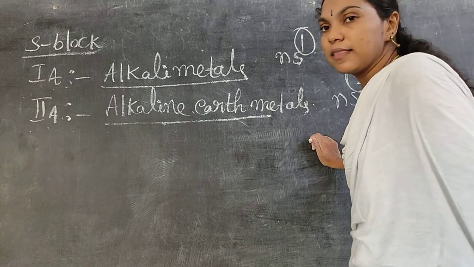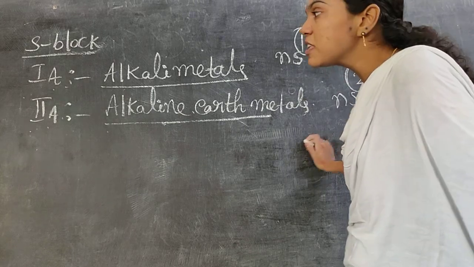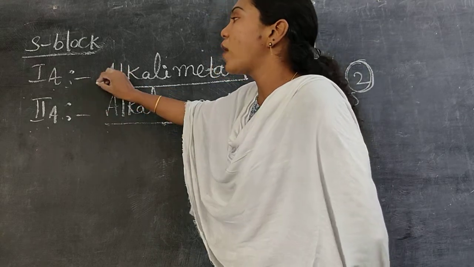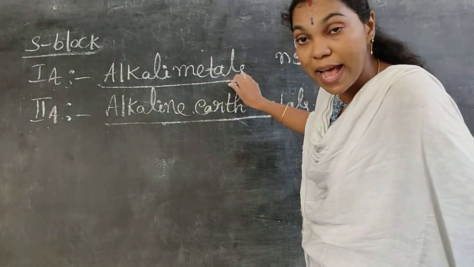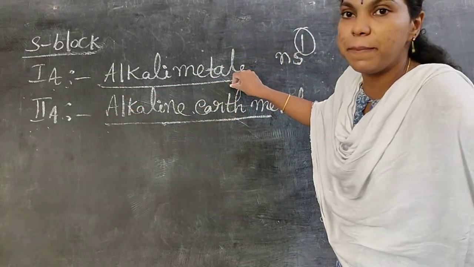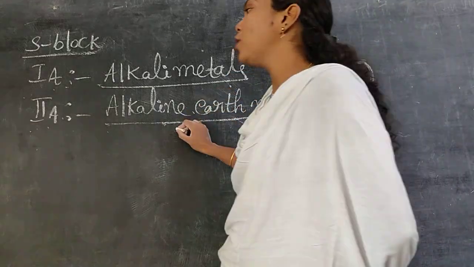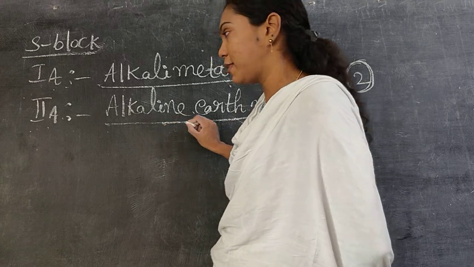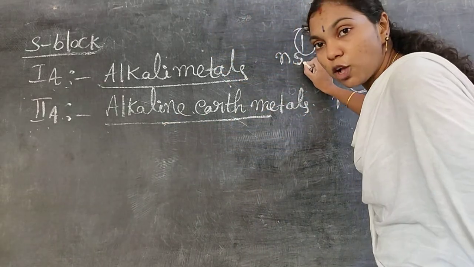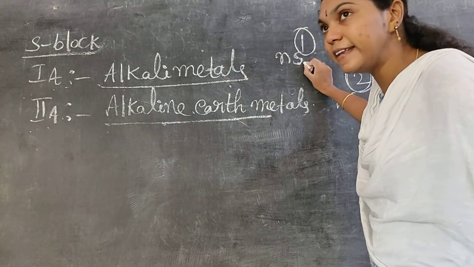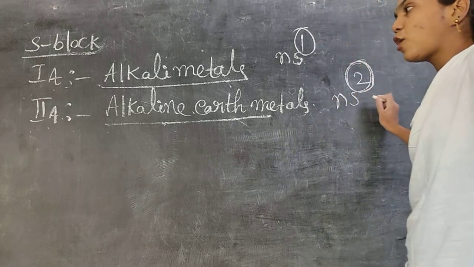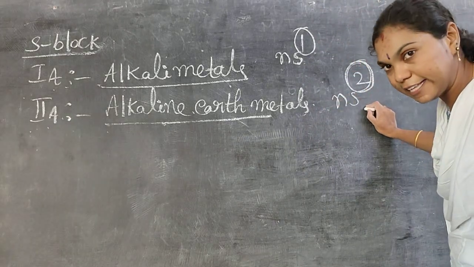S block is divided into two groups, 1A and 2A. 1A group elements are also known as alkali metals. Why? Because in S block, metals are present. The second A group is known as alkaline earth metals. The general electronic configuration for 1A is ns1. The general electronic configuration for 2A is ns2.